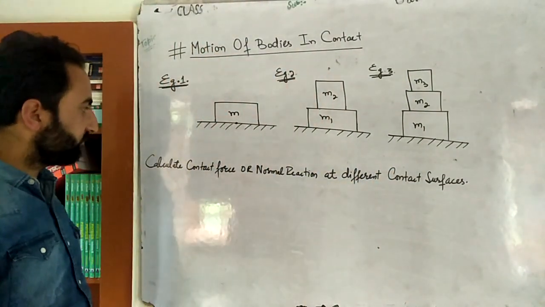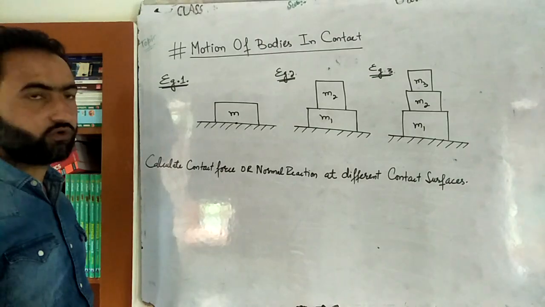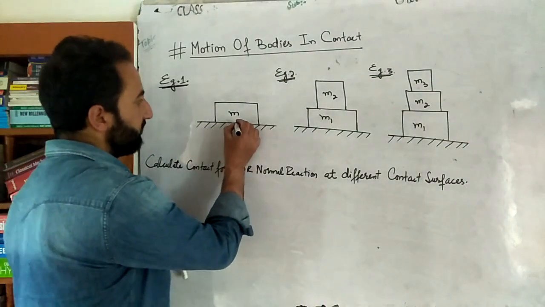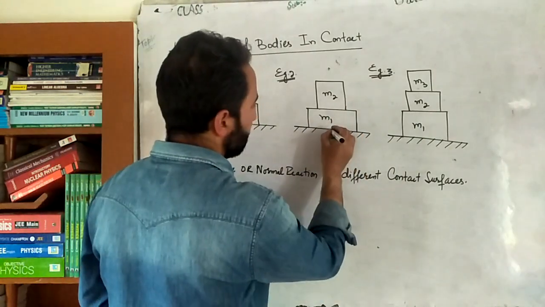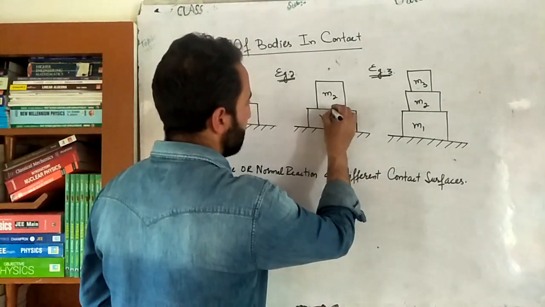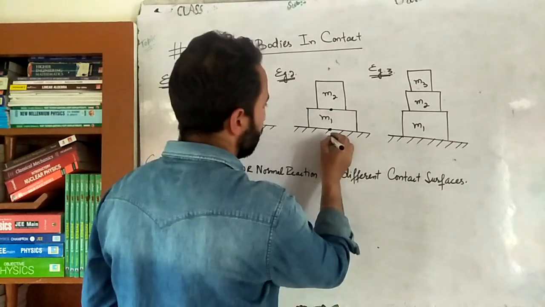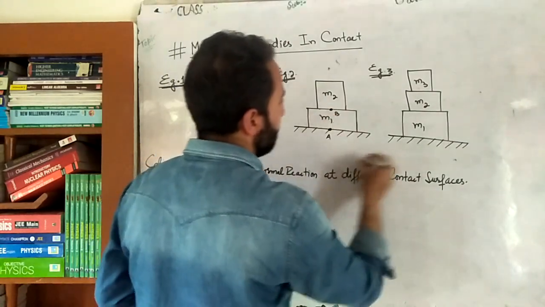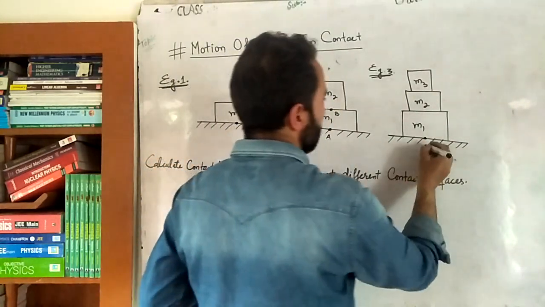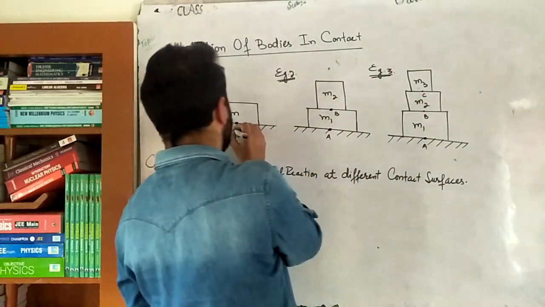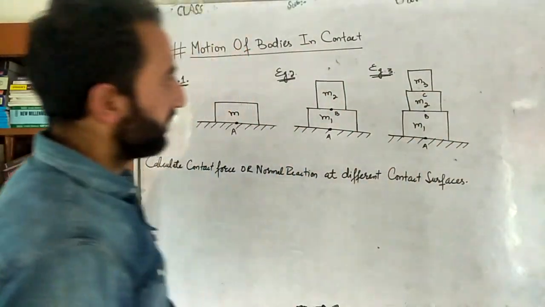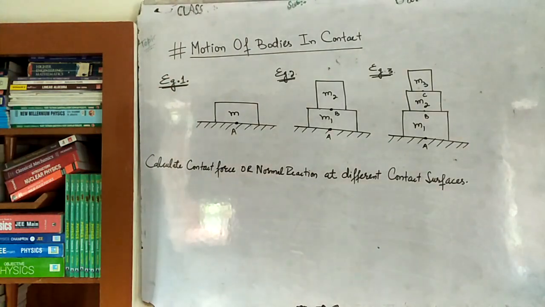Okay. Now the question is calculate the contact force in the normal direction at the different contact surfaces. Now here we have one contact surface, so you have to calculate the normal force here or the contact force. Two contact surfaces, one here, another here. You have to calculate that. Okay. So suppose this here is point A, this here point B, and this here point C. So at different points you have to calculate what? Normal reaction or the contact force.